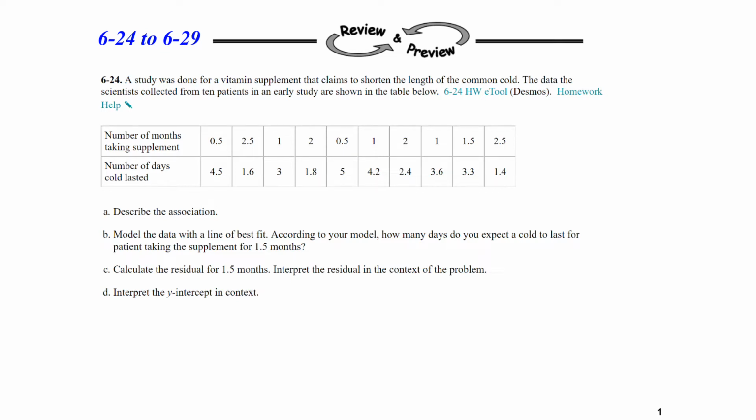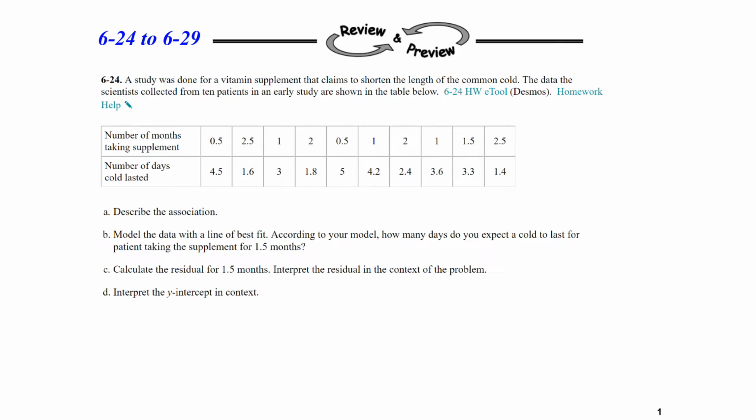So let's just start there. We want to describe the association. So remember what we want to talk about. We want to talk about the direction, the strength, what form, and then do you feel like there's any outliers?